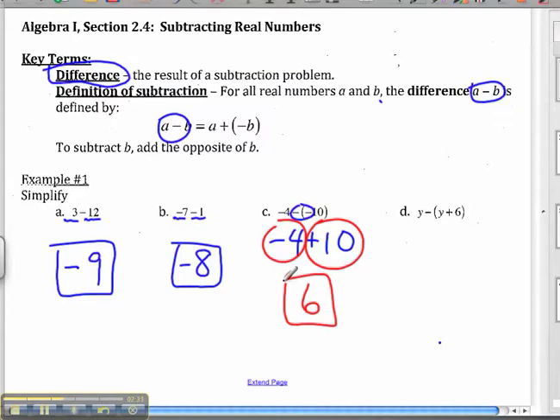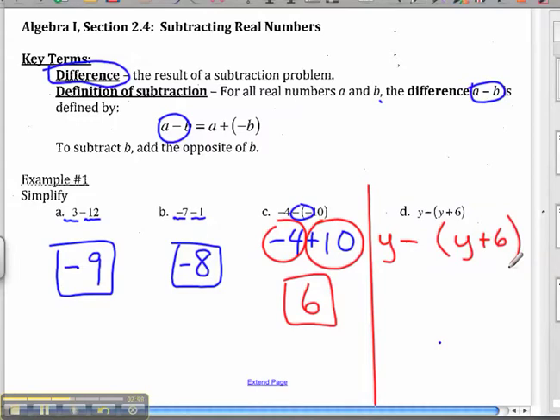Jordan, help me out with this next one. This one's a little bit different, we've got some things that we need to do here. Let me ask you this first. I'm going to rewrite this so it's a little bit bigger. Let me draw a line here so we don't confuse it. Y minus the quantity of y plus 6.